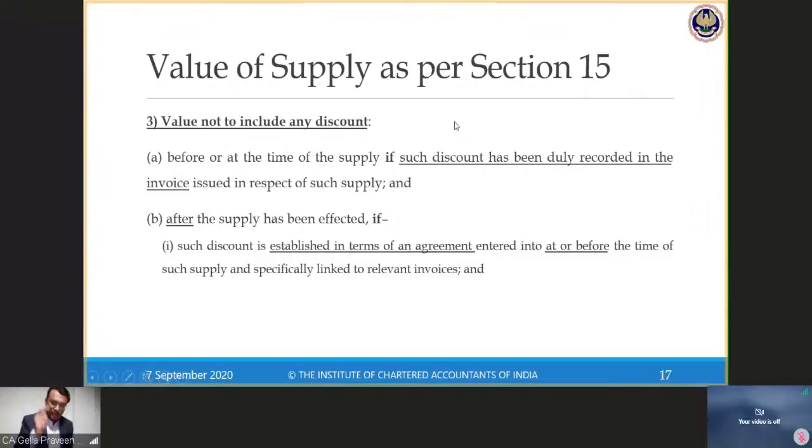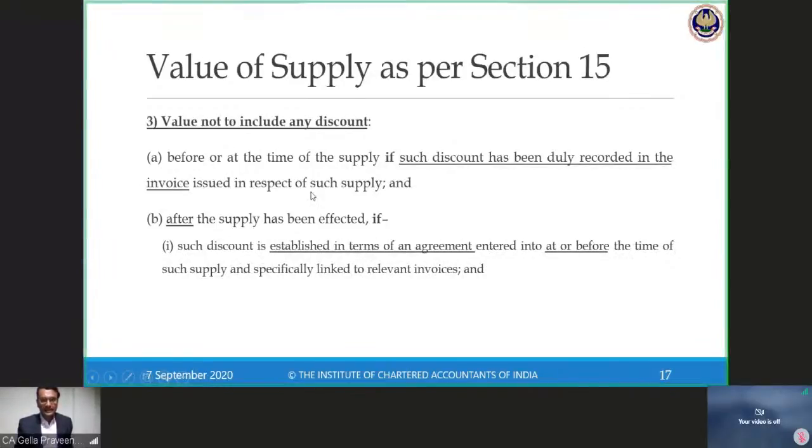When I gave a discount of 2,000, should I pay to the government 18,000 tax or should I pay to the government 17,640? What would be your answer? 17,640. Good. Please understand, I'll come back to the provision.